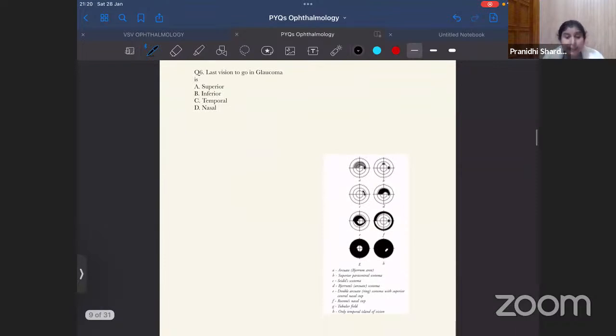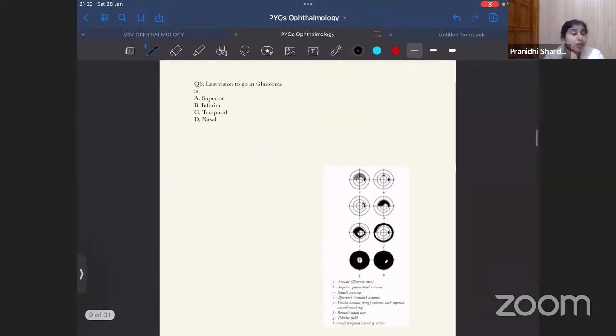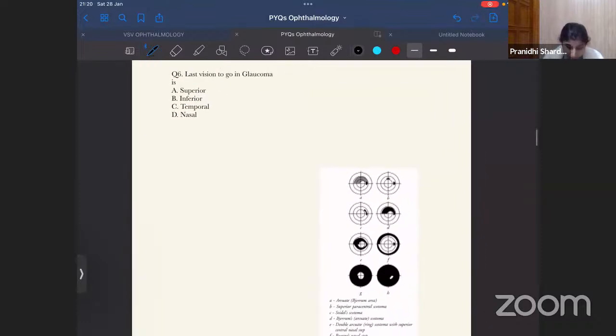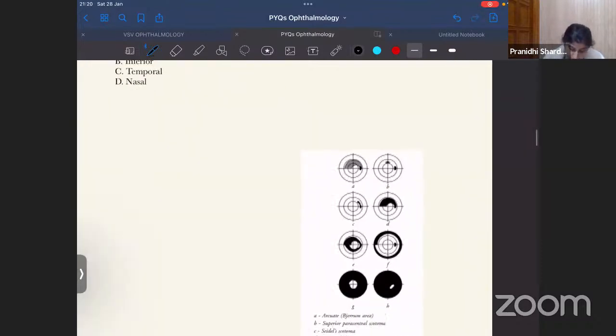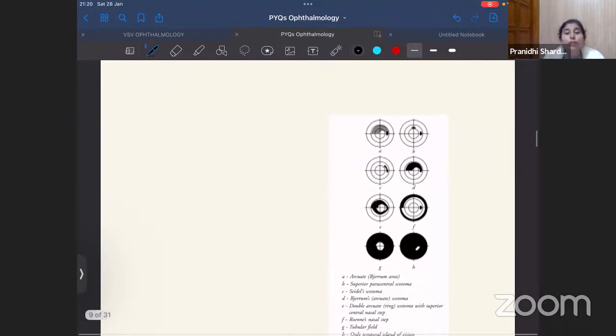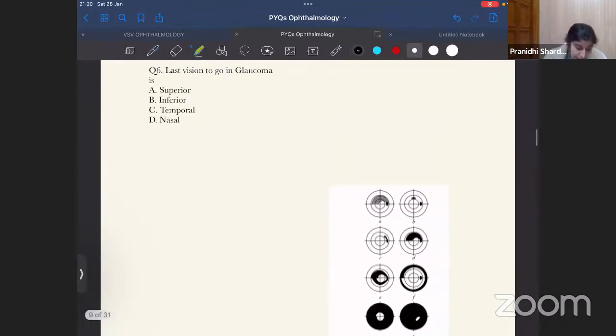Now, the next question is: last vision to go in glaucoma. The last vision to go in glaucoma is, now we know that this is a diagram we have studied about the visual field defects in glaucoma. We know that the last field to go in glaucoma is always the temporal. No, it's not nasal, it is the temporal. The last field to go is temporal.